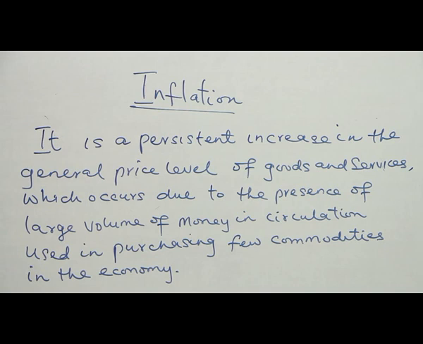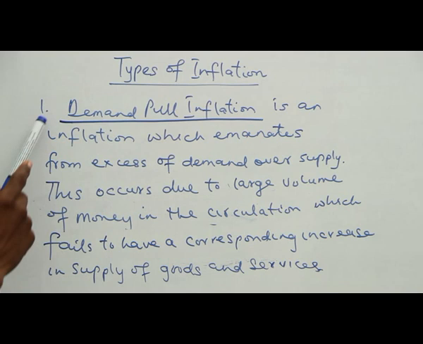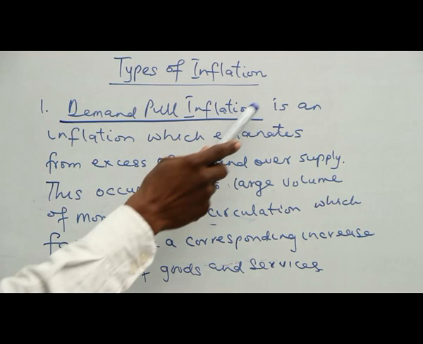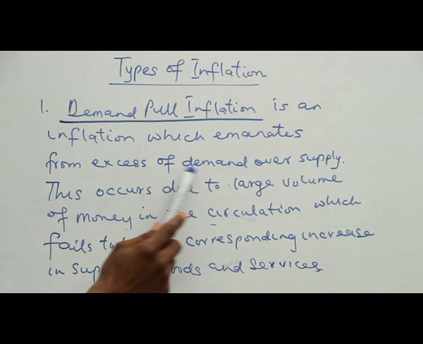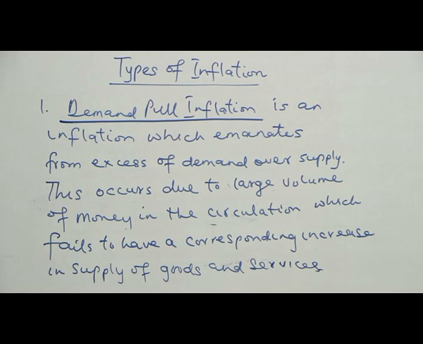Types of inflation. Number one, demand pull inflation. What do you mean by that? It is an inflation which emanates from excess of demand over supply. We have also treated demand and supply analysis here. We come to a point where we look at equilibrium price, and under equilibrium price we have what we call excess demand and excess supply. Now, when we are talking about demand pull inflation, demand will be greater than supply, that is, excess of demand over supply. Consumers will force the price of the commodity to move up.